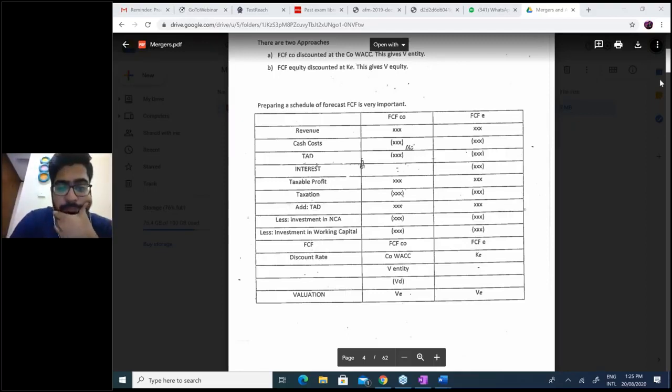Yes, Noman, you're right. Safwan, I haven't seen a question where both are given, but if both are given, then it's clearly mentioned by the examiner to use either FCF to company or equity. No, Frederick, they will come different, because in FCF to equity, the discount factor is KE, a different percentage, and in FCF to company, the discount factor is a different percentage.